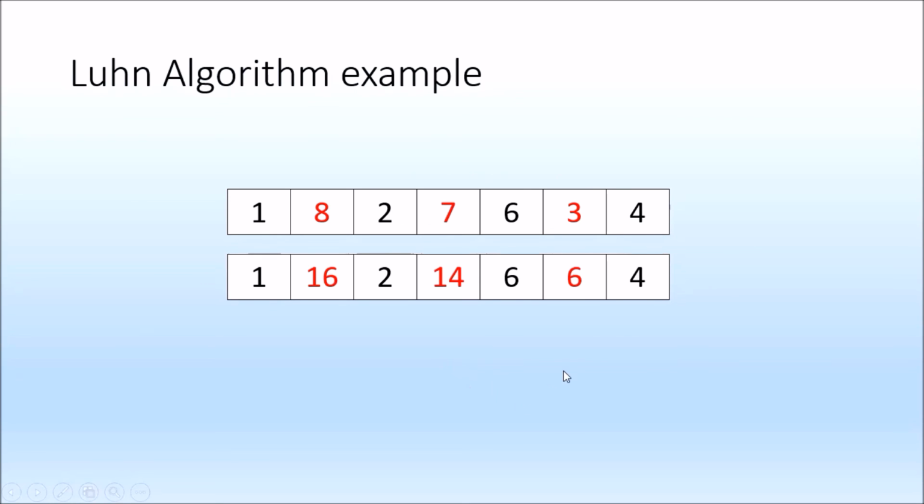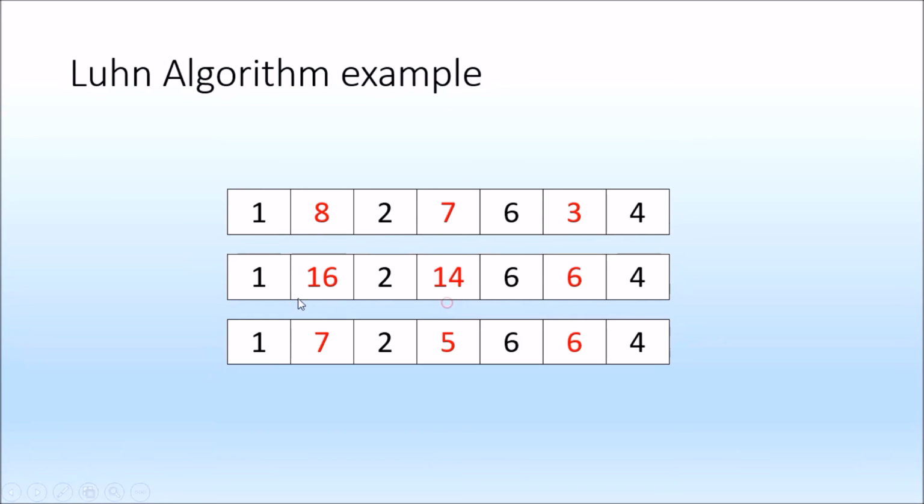What was our special case? It should be the case that if the digit is greater than 9, we take the sum of the digits of that product. So here, the product is 16, the sum of digits of that is 7. Here, the product is 14, the sum of digits of that is 5. So that's our new digit in this place. And now, once I have this representation of it, I just straight up take the sum of this, and that is 31. So our Luhn sum of this is 31, and obviously this is not a valid credit card number.